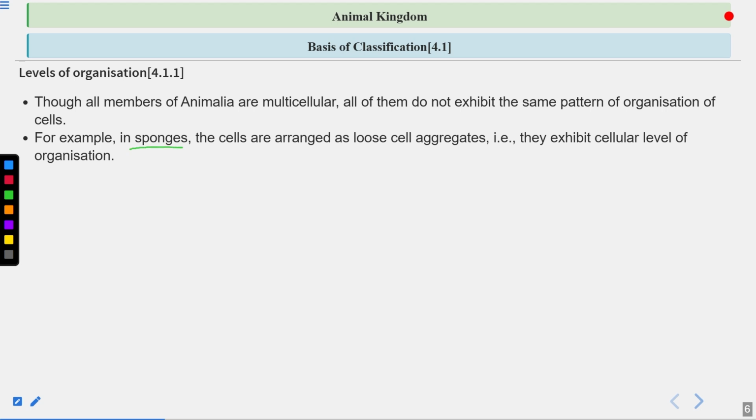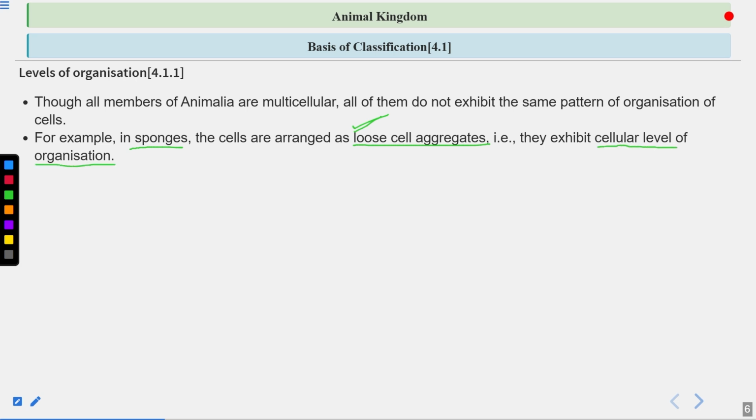For example, the first phylum, sponges or Porifera. The cells are arranged in loose cell aggregates. What is the meaning of this loose cell aggregate? Let us understand this. They are multicellular, but as the cells are loosely arranged, tissue formation has not taken place. No tissue organization do we see in the case of sponges. It is multicellular, but still it shows the cellular level of organization.